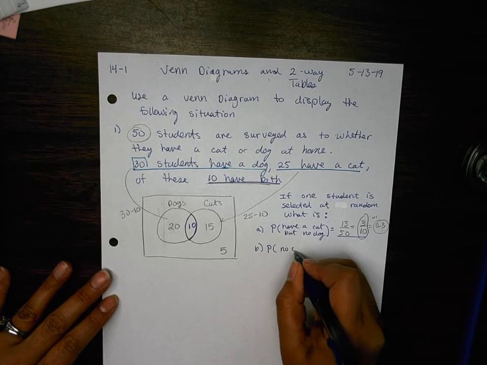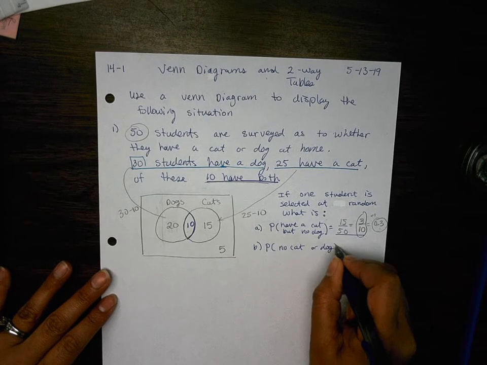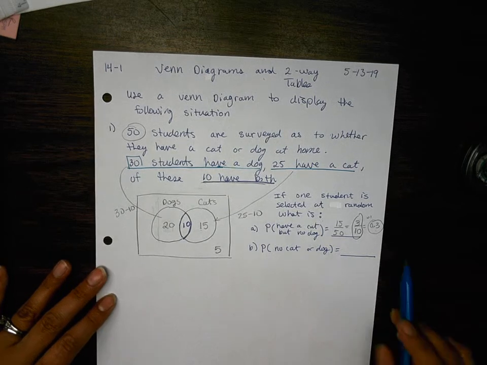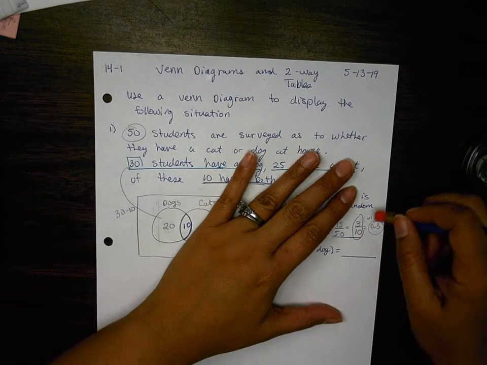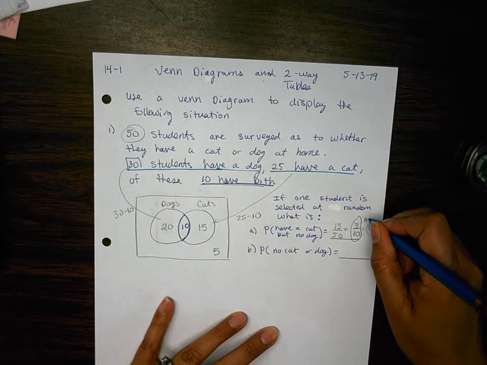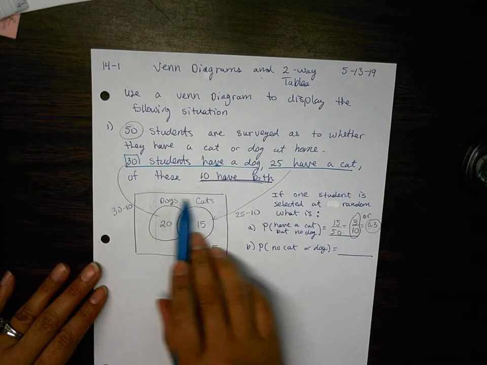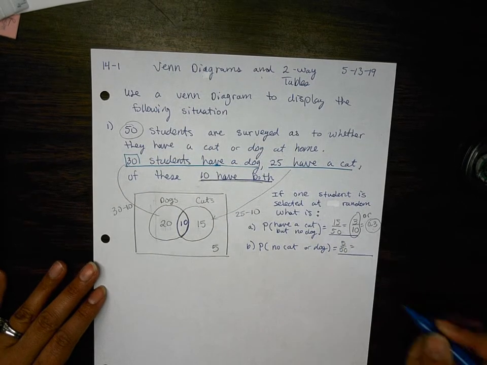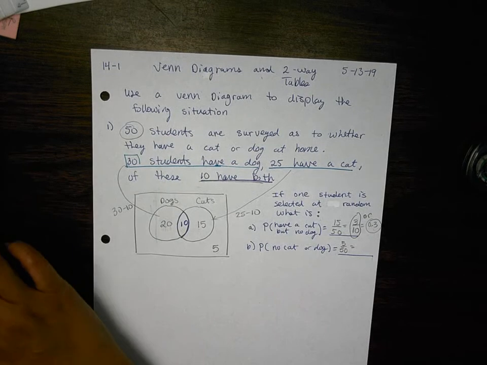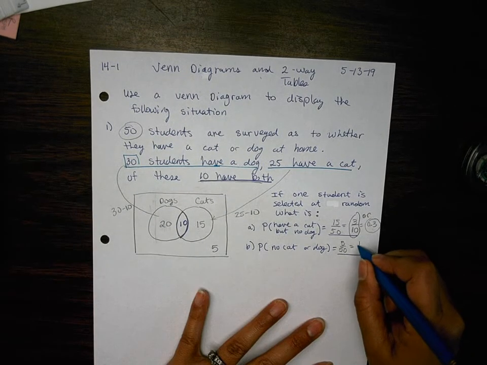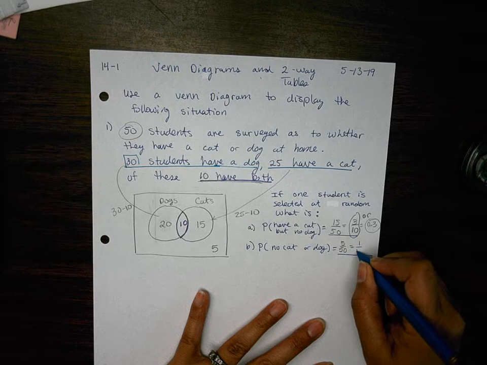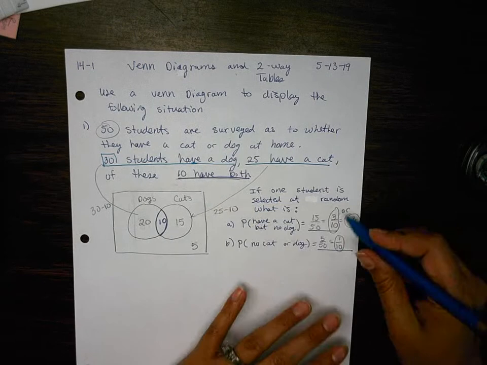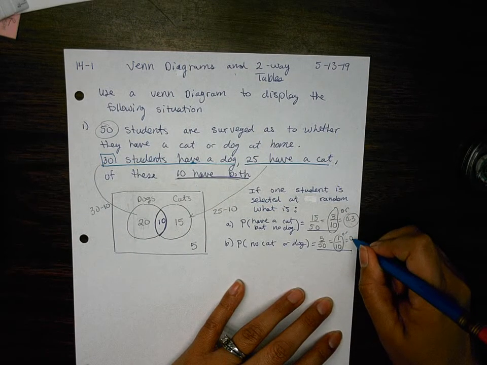Okay, part B. No cat or dog. So probability, so put a P. No cat or dog. Meaning they have neither a cat or a dog. How many people here have no cats or dogs at home? 5 out of 50. Reduce it or decimal it. What does 5 over 50 reduce to? 1 over 10, or 0.1.